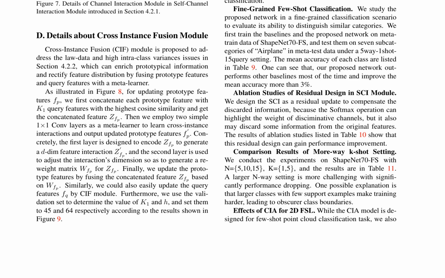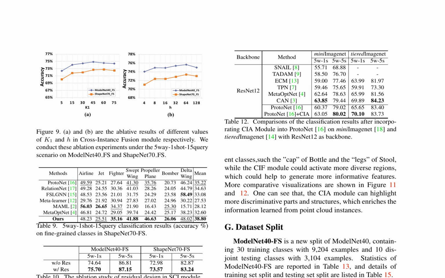Additional experimental results demonstrate fine-grained few-shot classification, ablation studies of residual design in the Psi module, and the effects of CIA for 2D-FSL. The authors conduct an ablation study on the effects of cross-instance fusion, CIF, and spatial channel interaction, Psi, modules in few-shot learning on point cloud classification tasks, demonstrating that the CIF module improves the performance of the ProtoNet model, especially in the one-shot setting. The Psi module is shown to pay more attention to discriminative fine-grained parts of different classes.